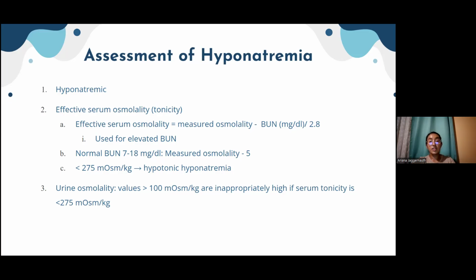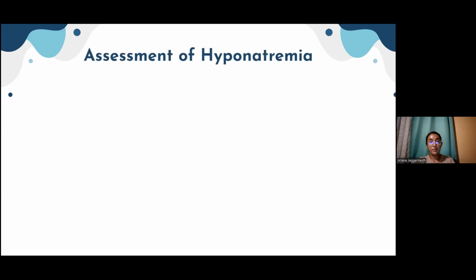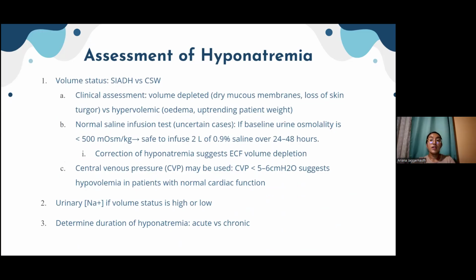We also assess the urine osmolality. In cases where the values are greater than 100 milliosmoles per kilogram, this is inappropriately high if the serum tonicity is less than 275 milliosmoles per kilogram. We also have to assess the volume status of our patients. So, is this SIADH versus cerebral salt wasting?